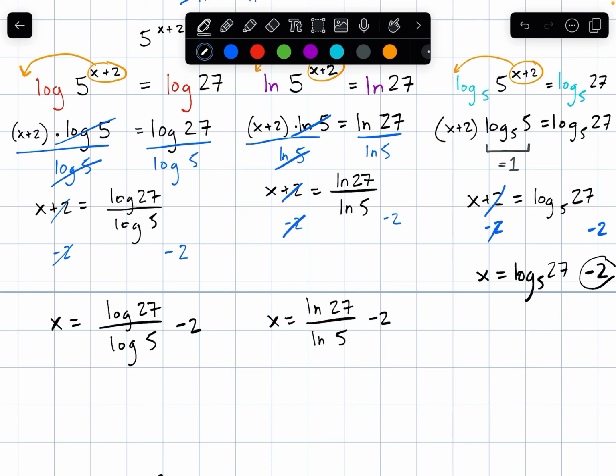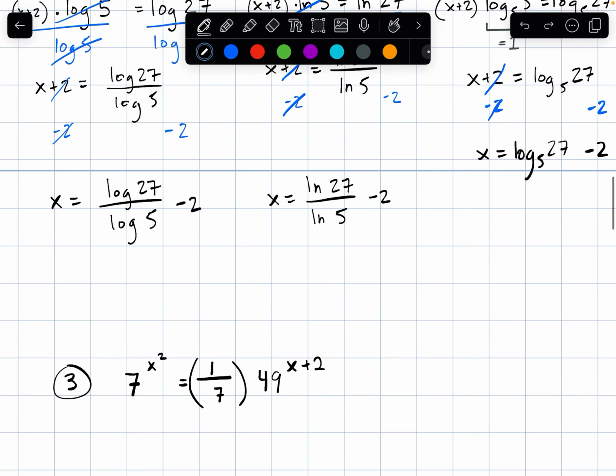All right, remember, make sure this 2 comes at the very end. It's not part of a parenthesis, so it's not like 27 minus 2 and then take the logarithm. You take the logarithm base 5 of 27 and then subtract 2. Now at this point here, these values that I've got in red are decimals. They are irrational numbers. You must use your calculator to evaluate them, okay?